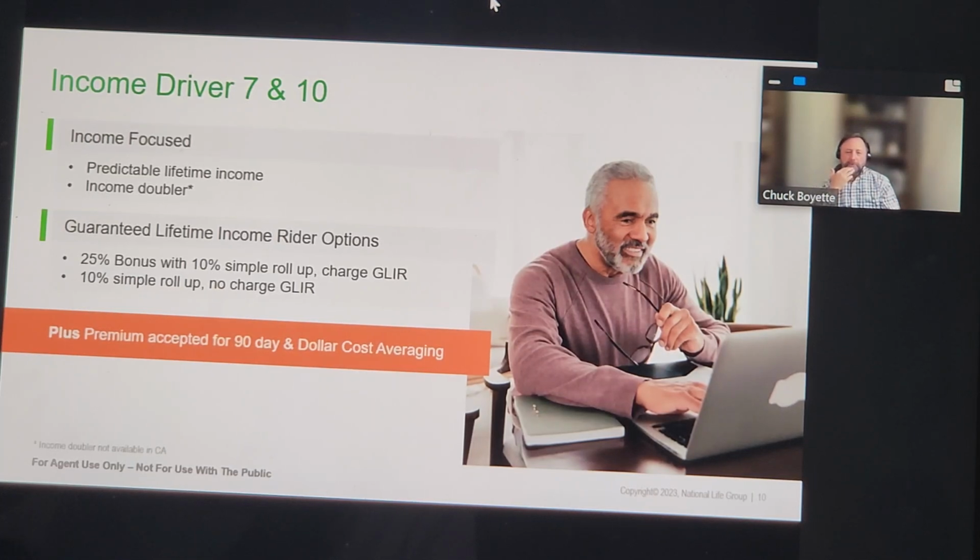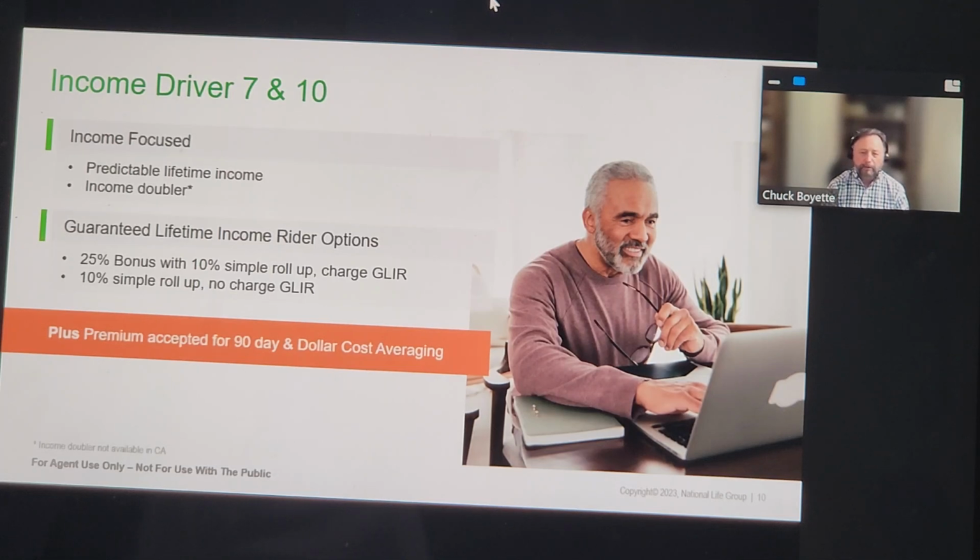So how those work, they have guaranteed lifetime income riders. So with Income Driver 10, it's really designed for clients that have less than 10 years before they want to turn on income. Because of the way the bonuses are structured around the GLEAR, the income is actually predictable. Your clients will know exactly what their income is based upon the premium that they put into the policy. Also has an income doubler, which we will review in a few moments here.